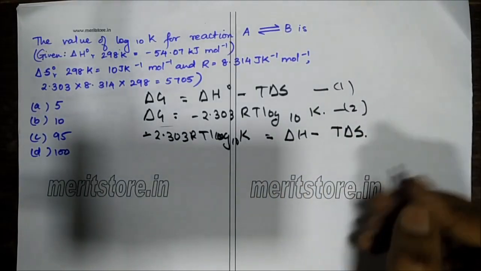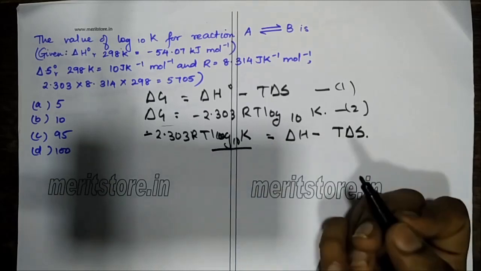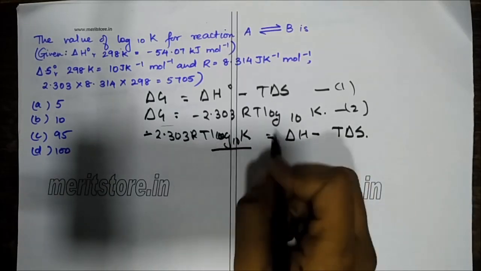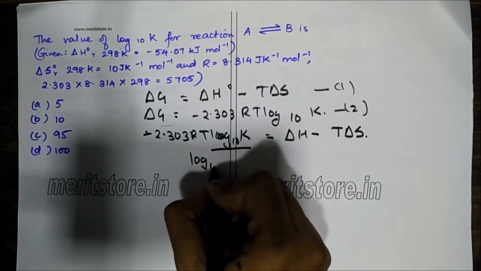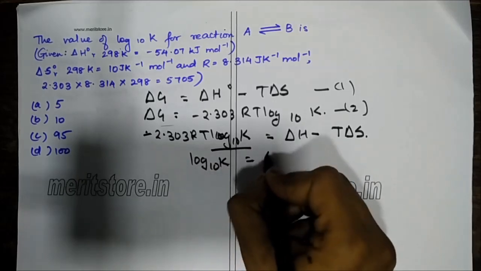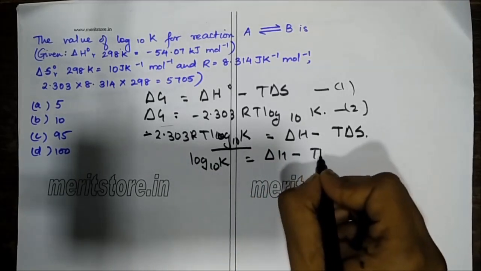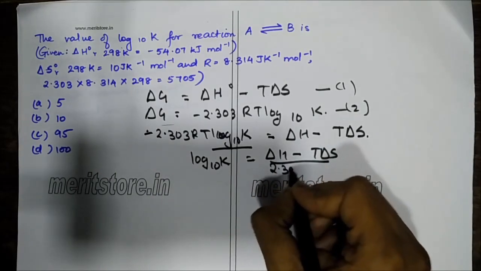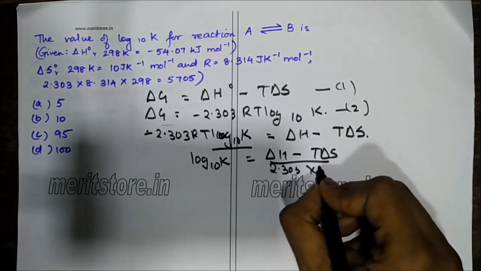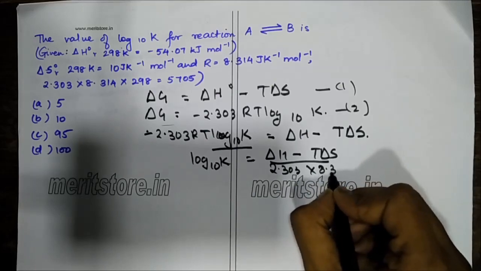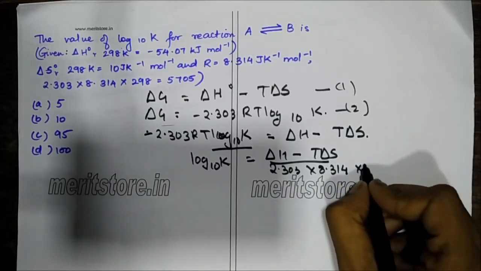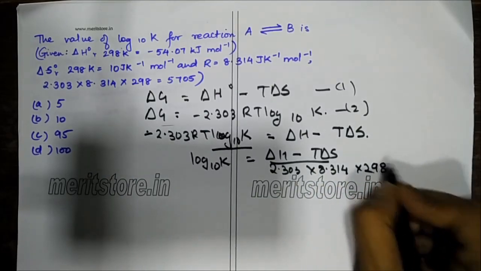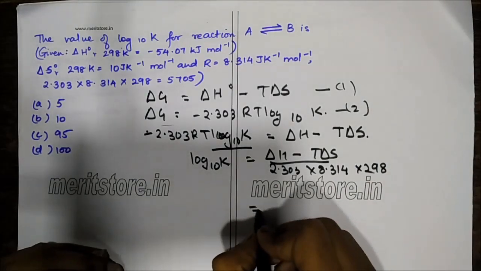Now we are being asked the value of log to the base 10 of K. So we're keeping this on one side, and shifting everything else to the other side. So log to the base 10 of K is delta H minus T delta S upon 2.303 into, now I'm substituting the values as well, 8.314 into 298.